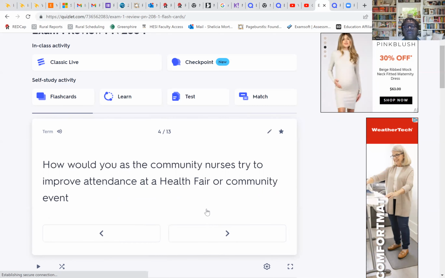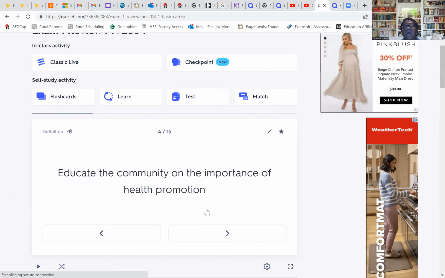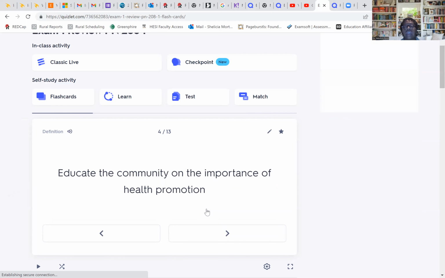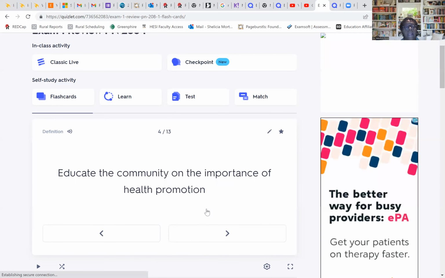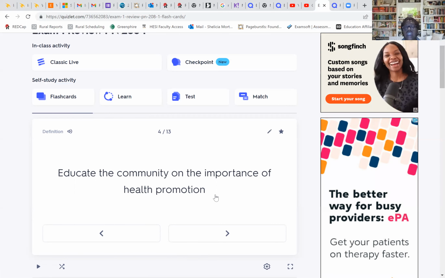How will you as a community nurse try to improve attendance at a health fair or community event? So you're putting on a health fair or some type of community event, and you want to make sure that your attendance is great. You want to educate the community on the importance of the health promotion. So not only do you want to make sure that the topic is of interest, but sometimes just providing that information to them to say, hey, this is why this information is important.